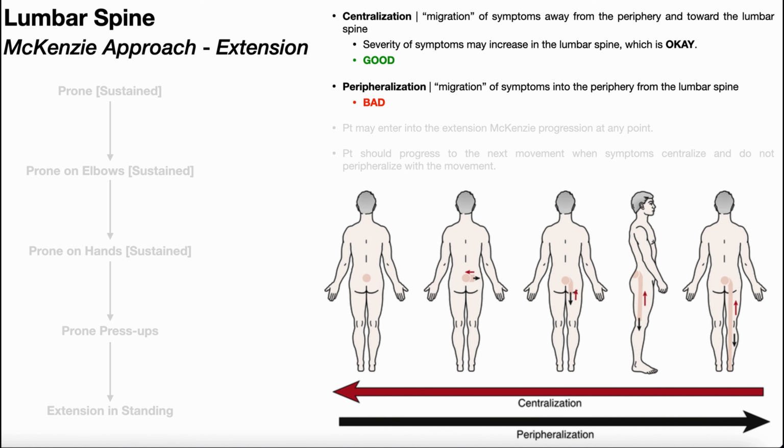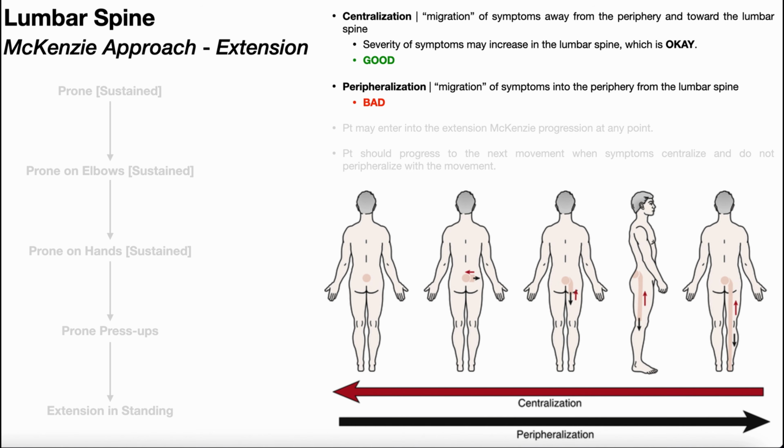In this video, we're going to begin discussing the McKenzie approach, which is a method of treatment that's most commonly used for patients with low back pain. Some patients with low back pain have what's called a directional preference, and the McKenzie approach takes advantage of that. The directional preference we'll be looking at here is lumbar extension. But first, we need to understand a couple of terms.